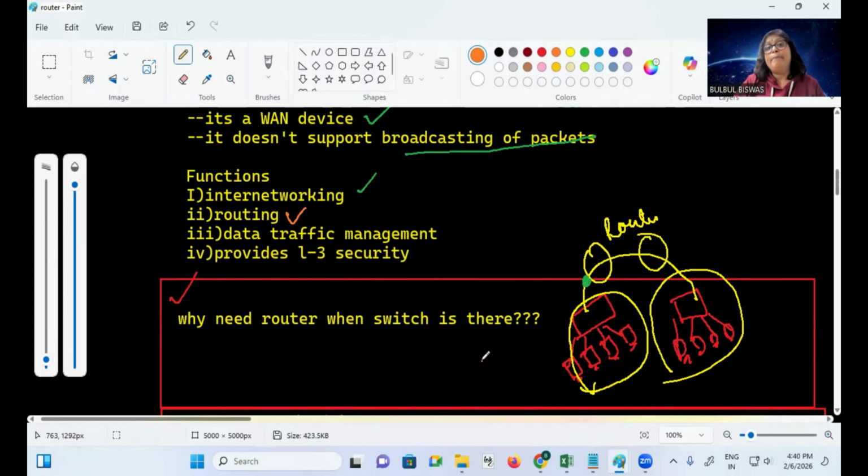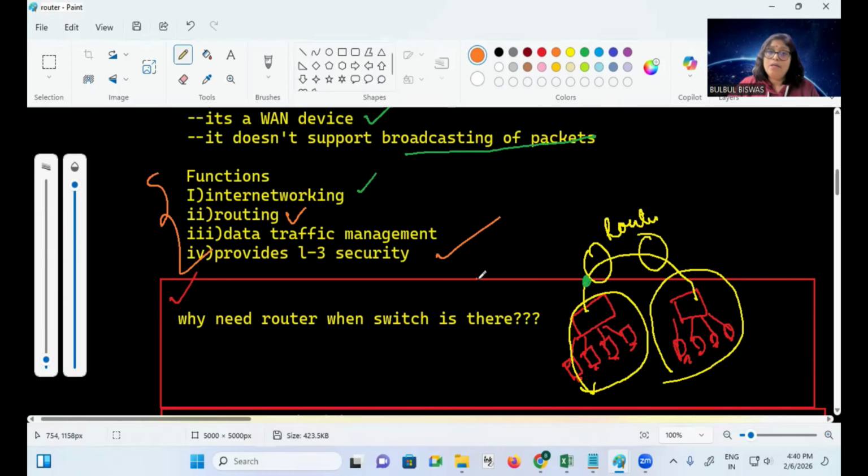The router has the capability to select which data packet should be allowed and which should not be allowed. In such a way it can save the WAN bandwidth also. And it provides layer 3 security. The router can work as a firewall also. You know the firewall provides security, so the router also can provide security. These are the main functions of a router.